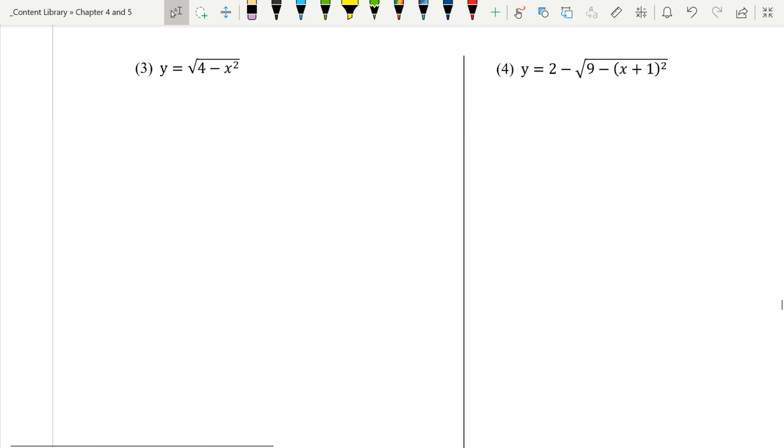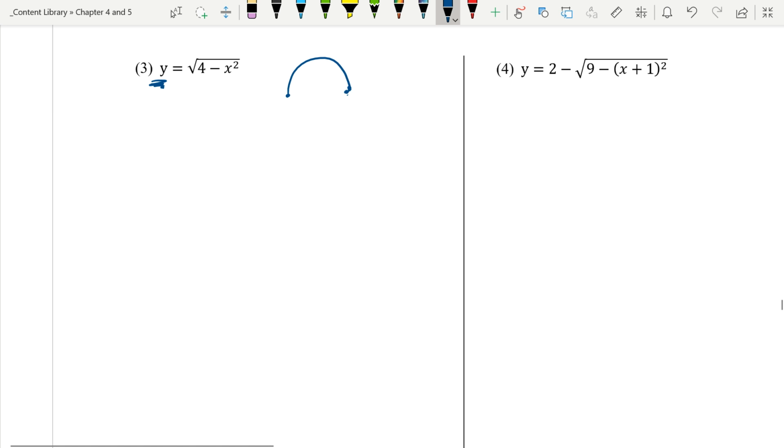Top, bottom, left, right, which half? Top, right? Everyone sees the top. It starts with y, so it must be top or bottom. It's a positive square root, so it's the top part. So first of all, you know it's a top part. That's something you know first.